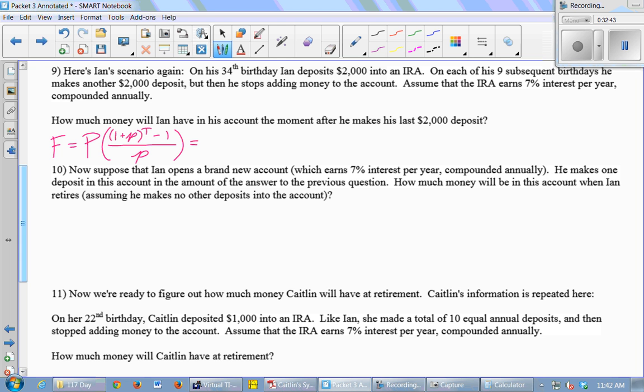Okay, so how much is capital P? What are his regular deposits? $2,000. So I replace capital P with $2,000. Little p is my periodic interest rate, which would be what? It's 0.07. I'm doing this once a year, so I don't have to change my yearly interest rate. So this is going to be 1 plus 0.07 to the capital T, which is the number of payments Ian is going to make, which is 10, minus 1 over 0.07.